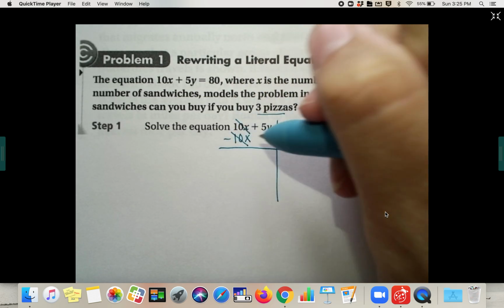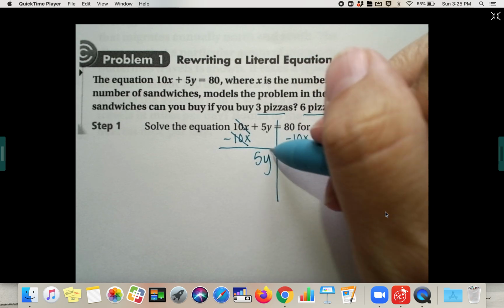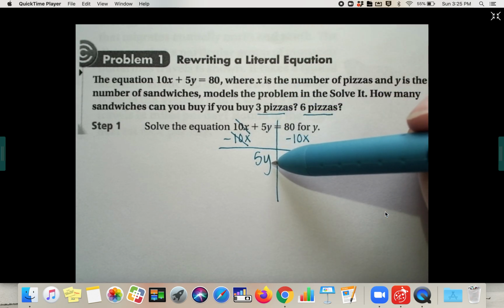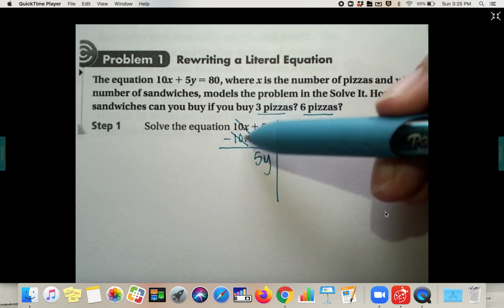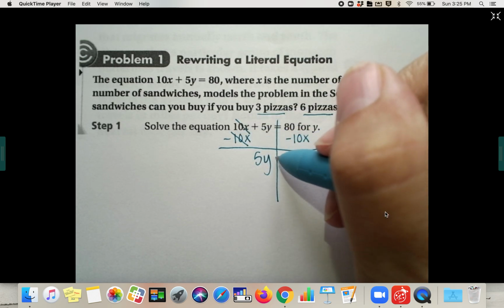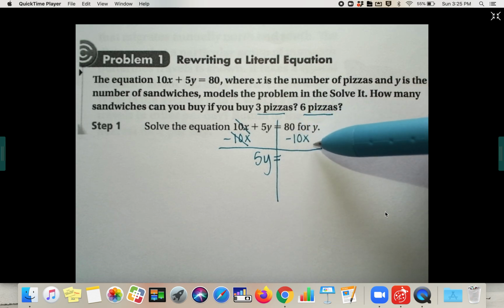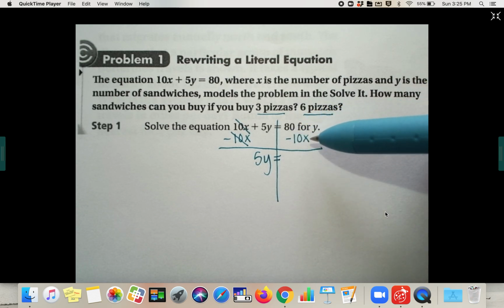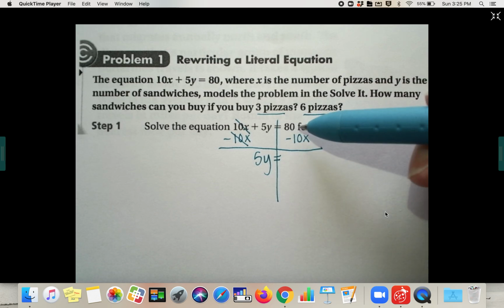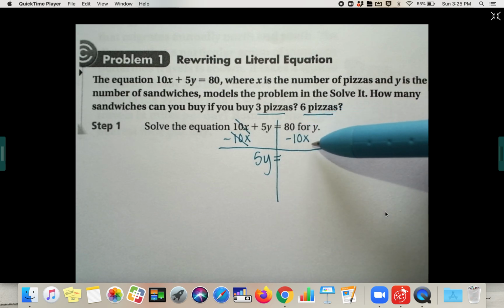It cancels over here and leaves 5y, which is good. We want y totally by itself, and we're getting close. 5y is now all that's left, and it was a 10x over there as well. Now, this is the number one problem I see. When kids take 80 minus 10x, a lot of times they put 70x, but 80 does not have an x and 10 does. So these are not like terms.